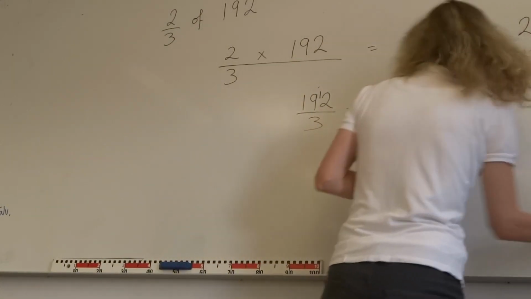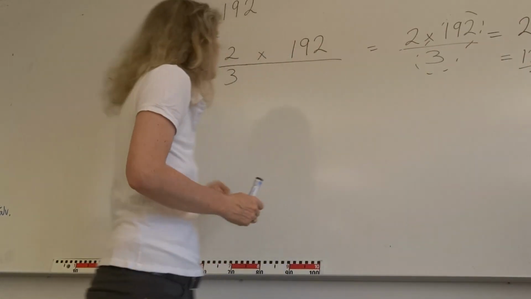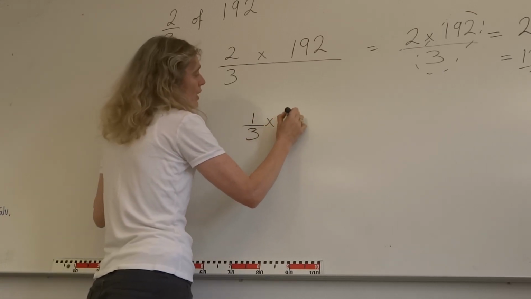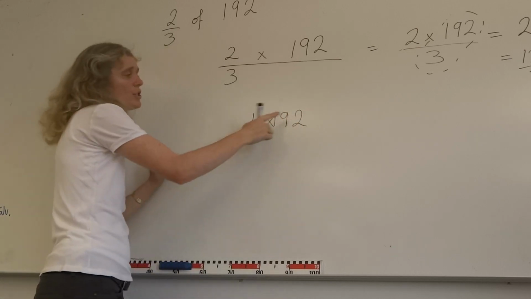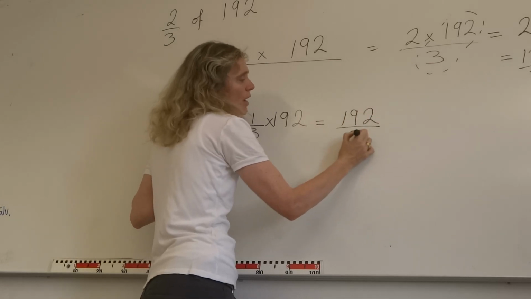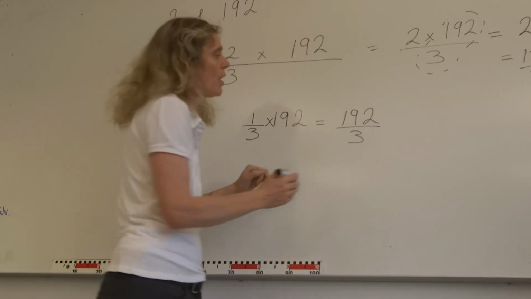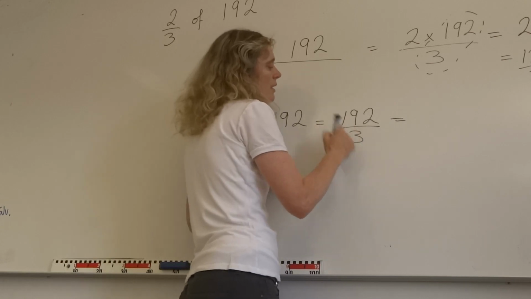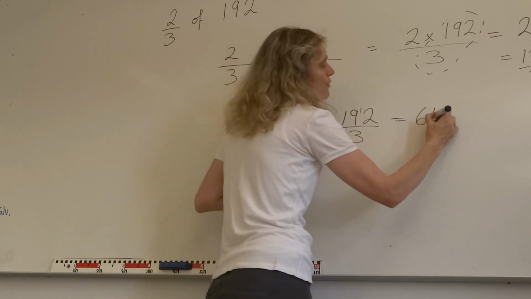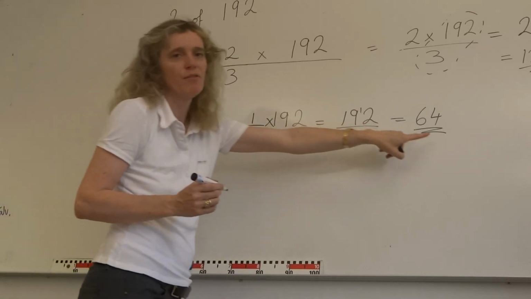What could we do if we wanted to, instead of doing 2/3 directly and getting the answer 128, we could have worked out what 1/3 of 192 was. 1/3 of 192 is exactly the same thing as 192 divided by 3. It's splitting the number 192 up into 3 completely equal parts. This will again give us 19 divided by 3 goes 6 times, 1 left over. 12 divided by 3 goes 4 times, so we get 64. So we know that 1/3 of 192 is 64.